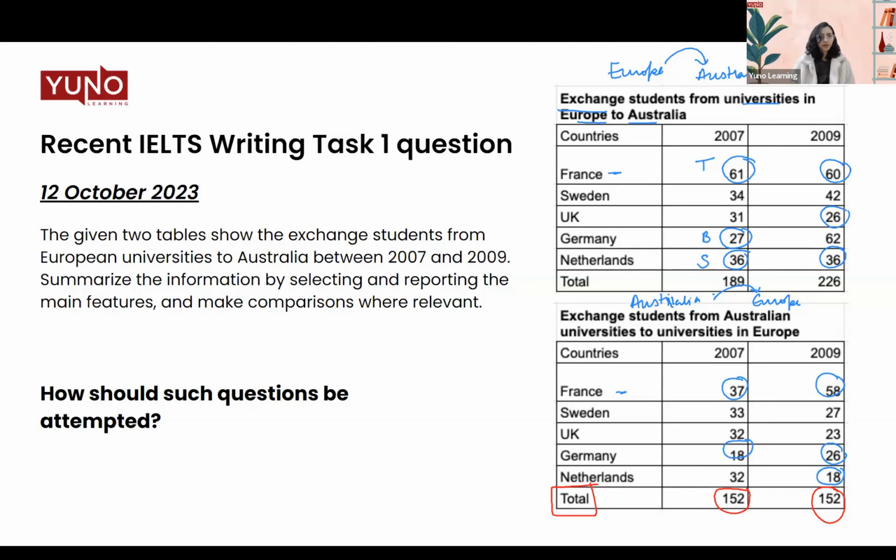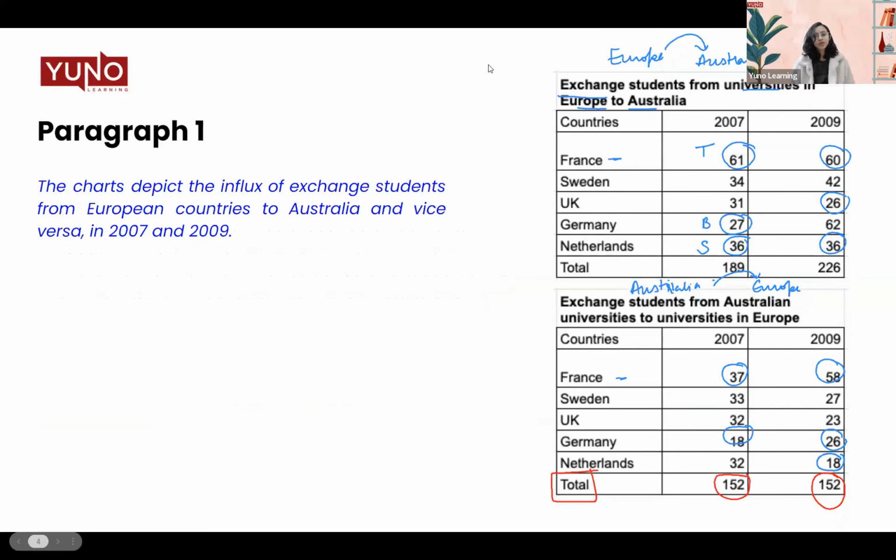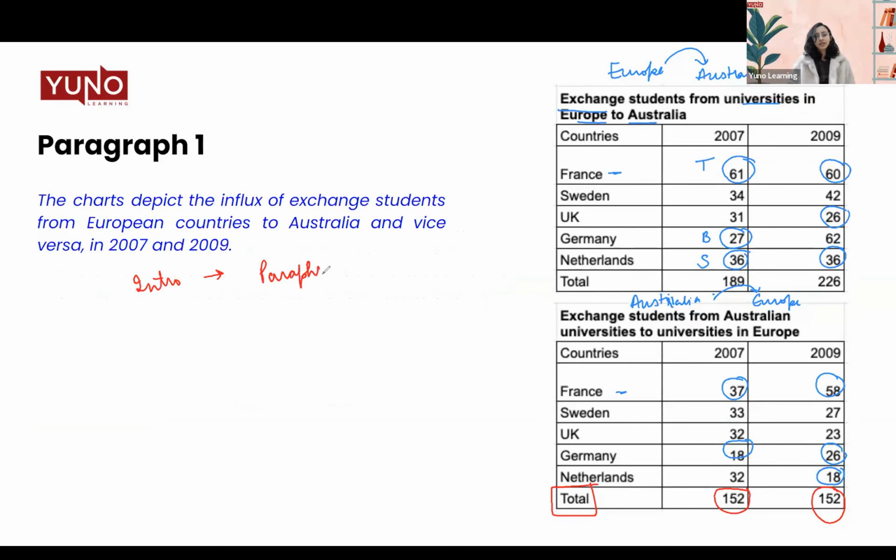So the first paragraph. I'll come to these markings also, but let's understand the first paragraph. In this very first paragraph, the introduction, what are you supposed to do? The introduction is very simple. It's as simple as it can get: you paraphrase the question. So what was the question for you?